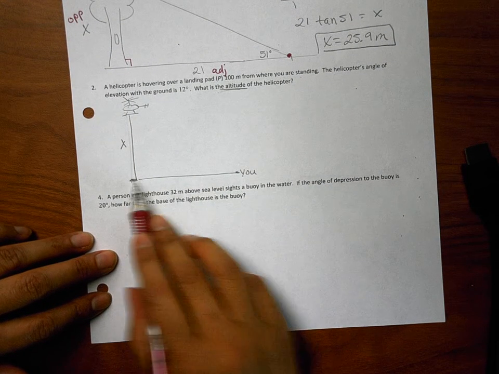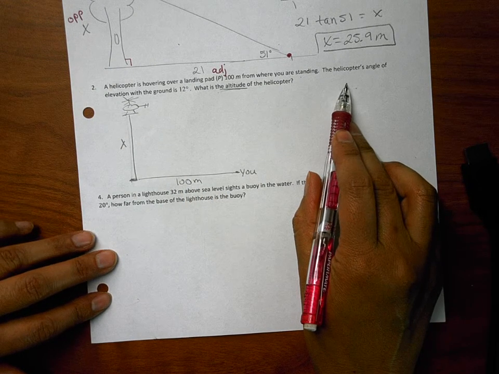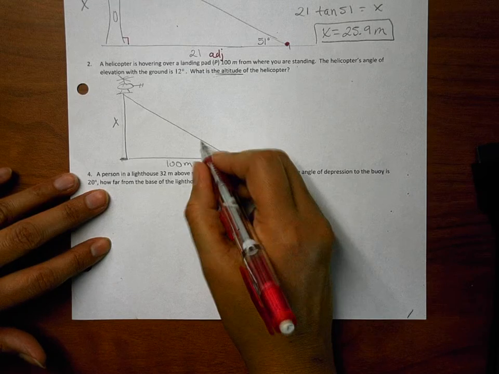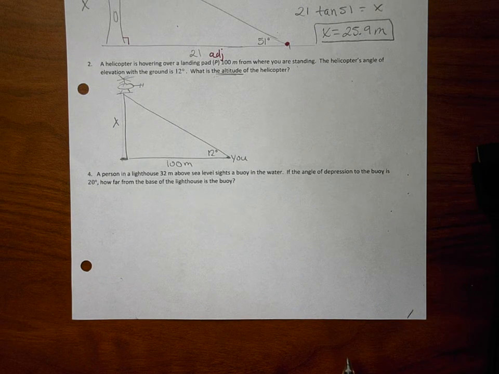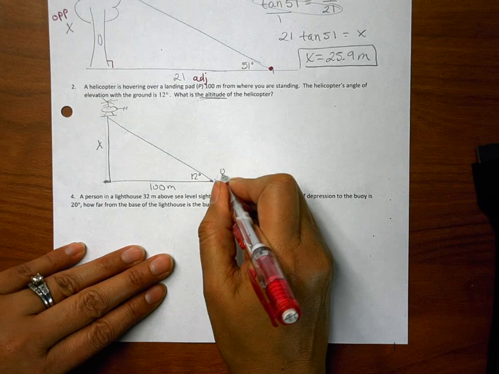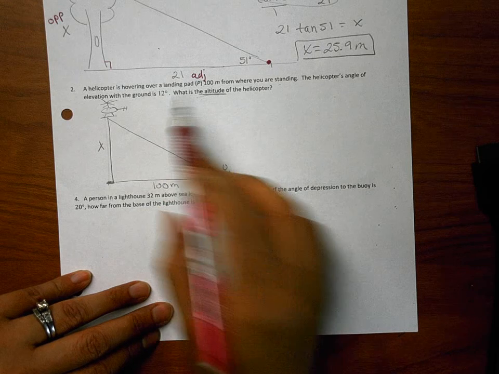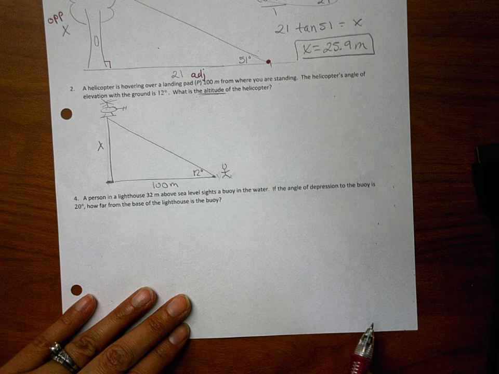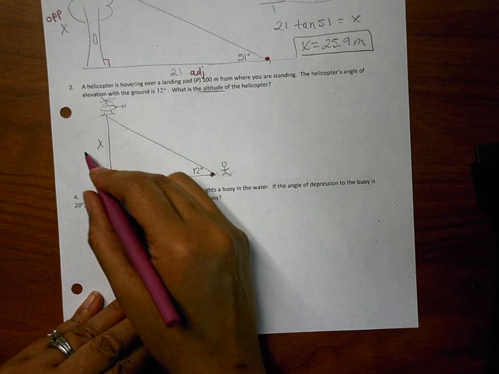What is the altitude? Altitude is how high something is. And how far is the landing pad from where you are? That's 100 meters. The helicopter's angle of elevation with the ground is 12 degrees. Remember, angle of elevation is always at the ground. Now again, I said when we're dealing with people, we're always dealing with ground level. We're not going to do it with line of sight, not in this class anyway. And it did say it's 12 degrees with the ground, not with your horizontal line of sight, so we do not have to worry about how tall this person is. Okay, so here's our picture.